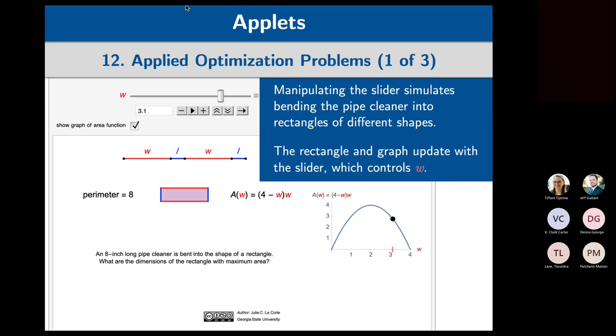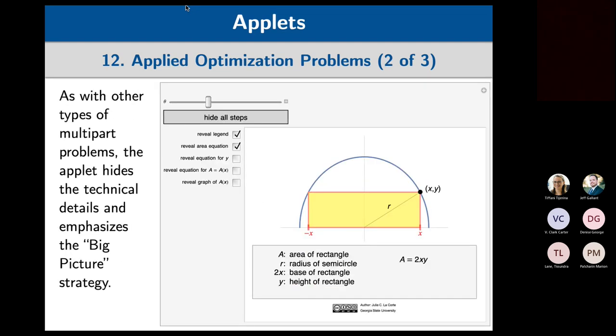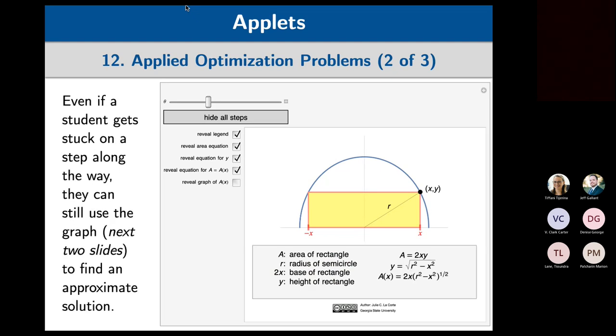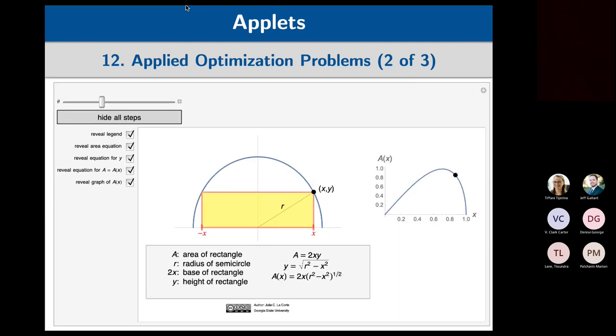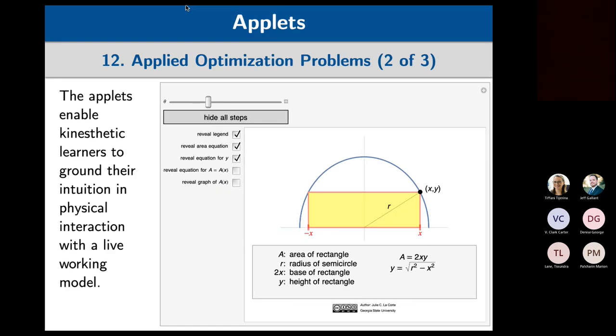Even if a student were to work through a problem like this and get stuck at some point along the way on some part of the technical calculation, by manipulating the slider, they can figure out an approximate solution, even if they got tripped up on the calculations. So the second optimization problem is maximizing the area of a rectangle inscribed in a semicircle.